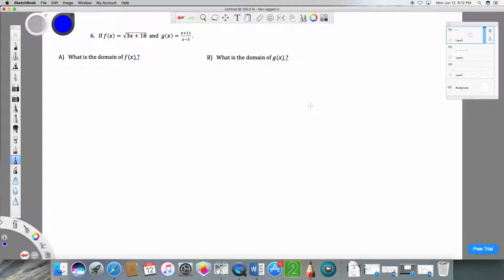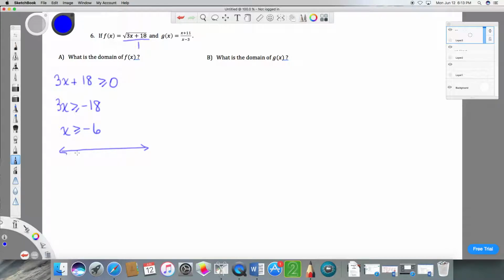So if we look at f, we do not see any variables in a denominator. So I don't have to worry about division by 0. But I do see a variable that's underneath the square root. So this 3x plus 18 has to represent a real number that's greater than or equal to 0. Otherwise, we wouldn't be able to take its square root. Solving this inequality, we see that x has to be greater than or equal to negative 6.